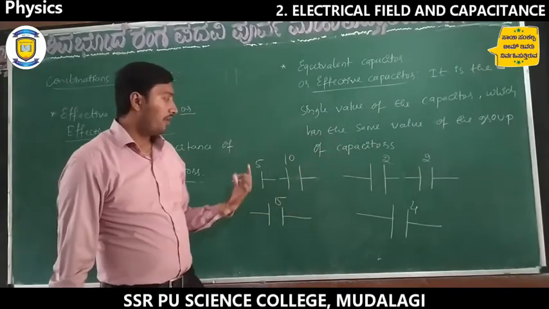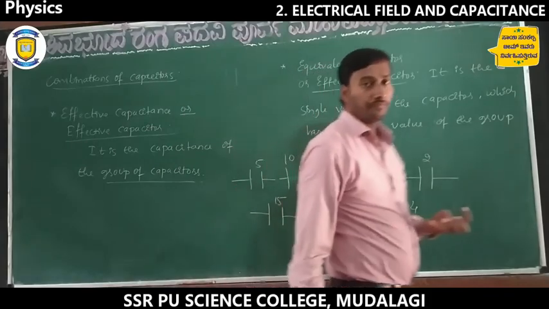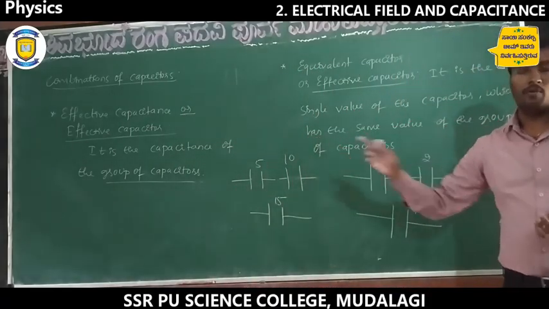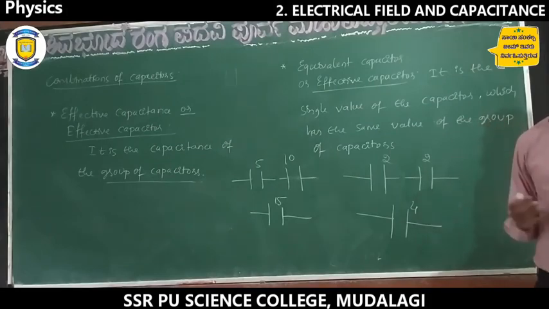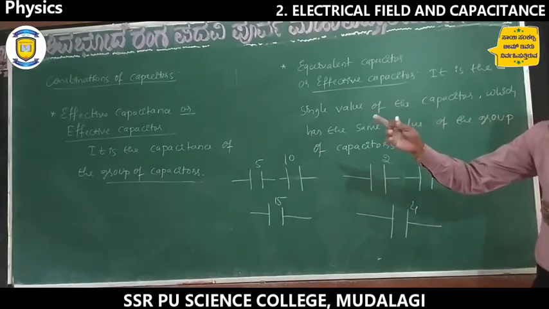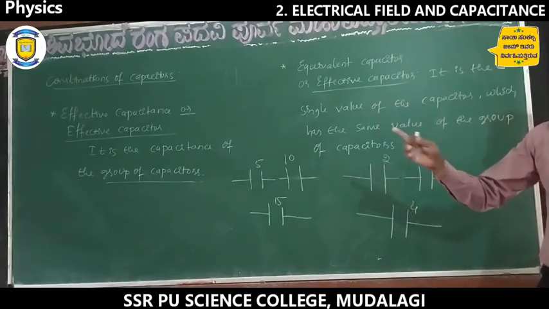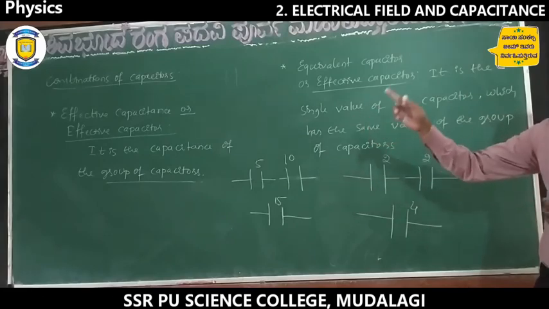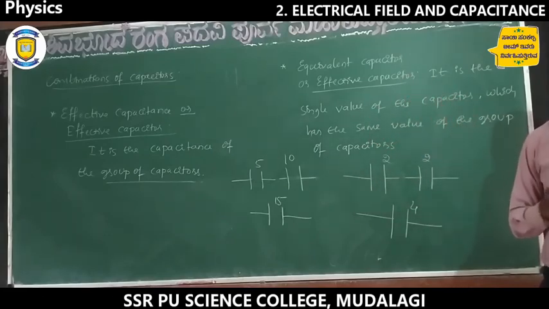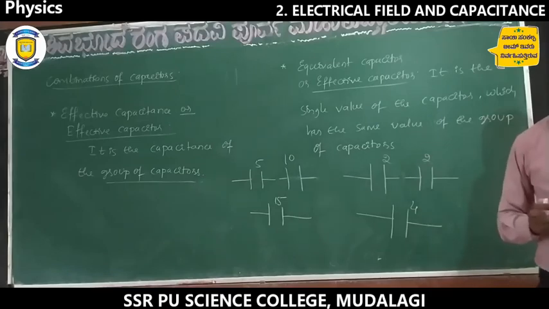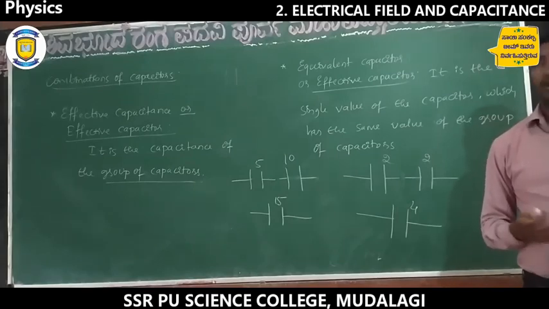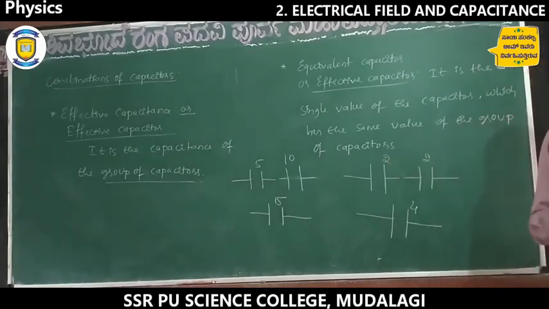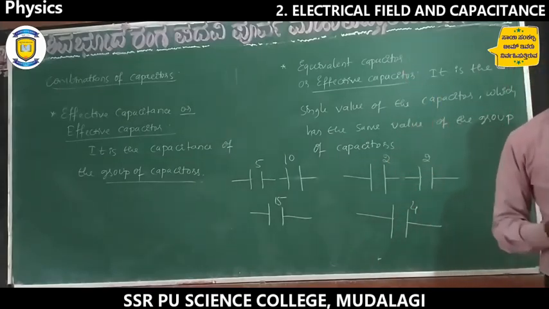Today we covered the energy stored in the capacitor and the combination of capacitors, series combination and parallel combination. Lastly, the equivalent capacitance and equivalent capacitor, effective capacitor. These two definitions are very important. In the next class we will look at capacitors in series and capacitors in parallel. Please watch the videos properly, and then make your notes properly and follow.